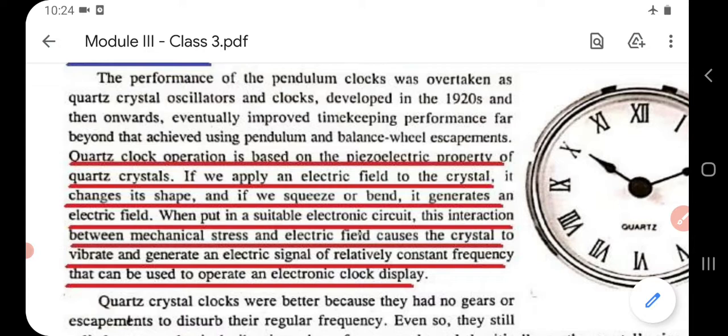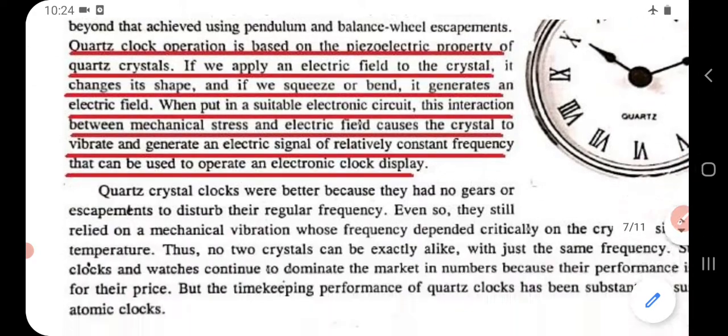So here what happens is that you have a quartz crystal and you are applying a stress that will produce an electric field, and now the interaction between this stress applied and the electric field generated will make the crystal vibrate with a constant frequency, and that constant frequency is sufficient to operate the clock display. Okay.